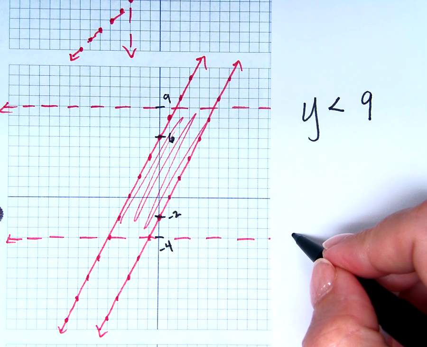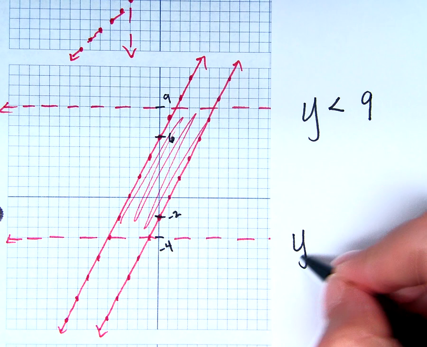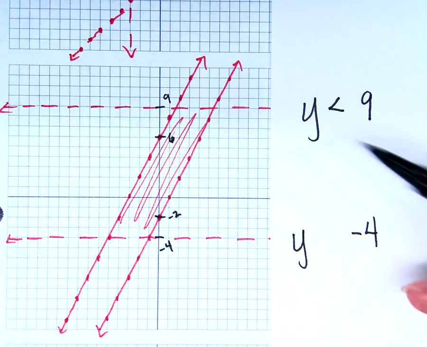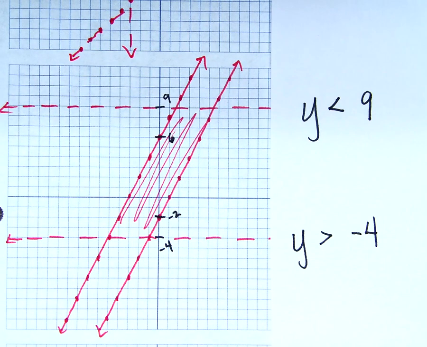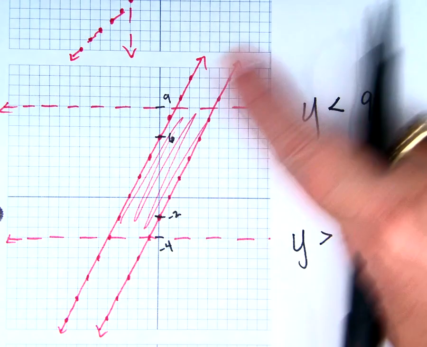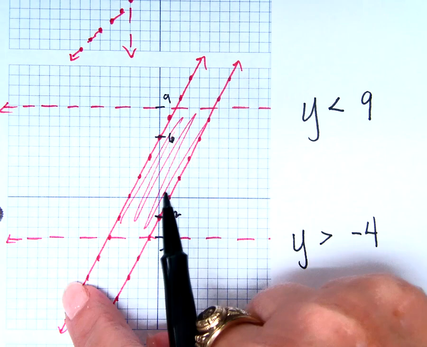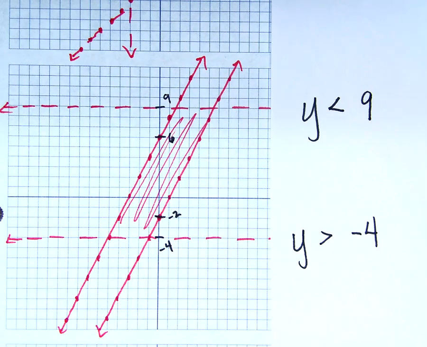That one we'll do y again. And -4. It's greater than. It's shading above, so it's greater than. There's a dotted line, so it's just greater than, right? Now we have these two, right? So the furthest, the highest one, can we start with that one?